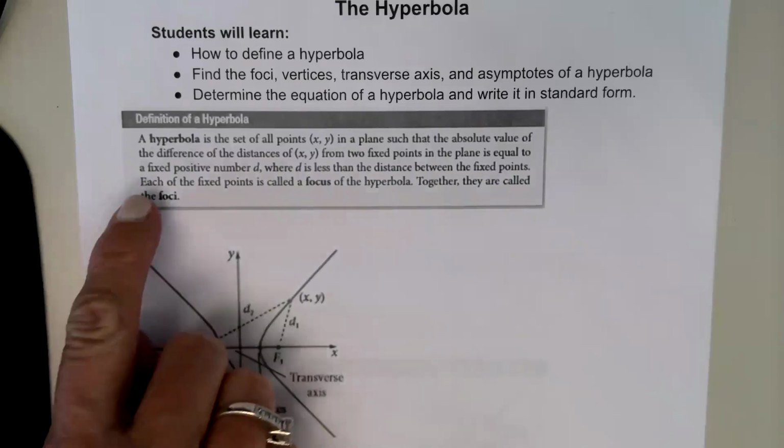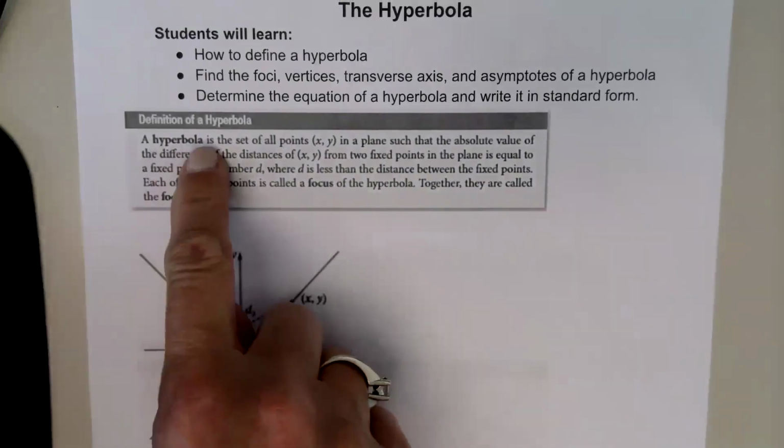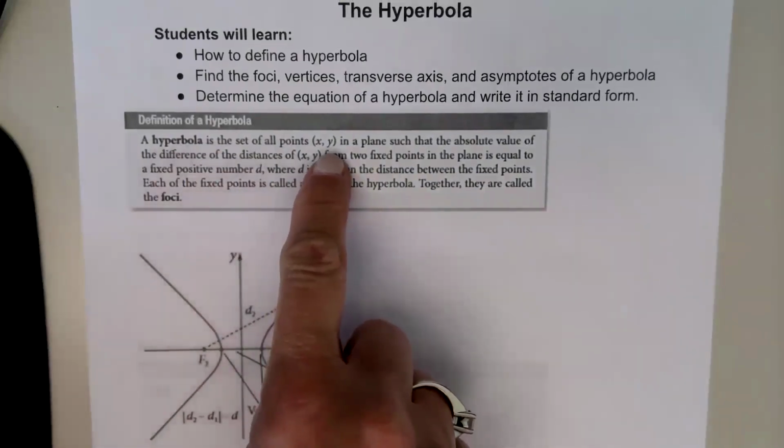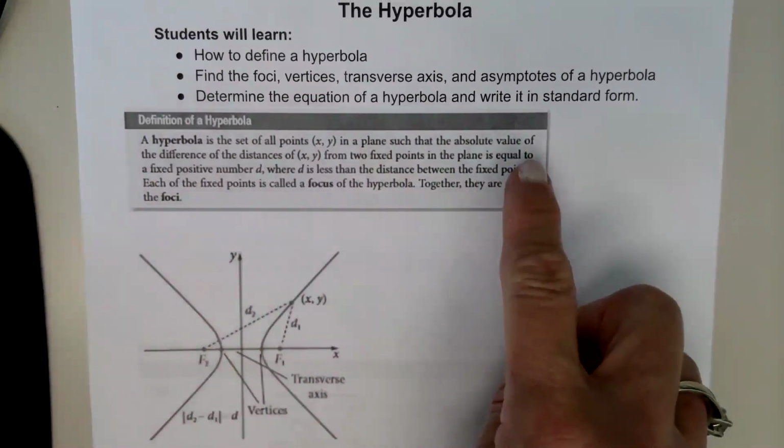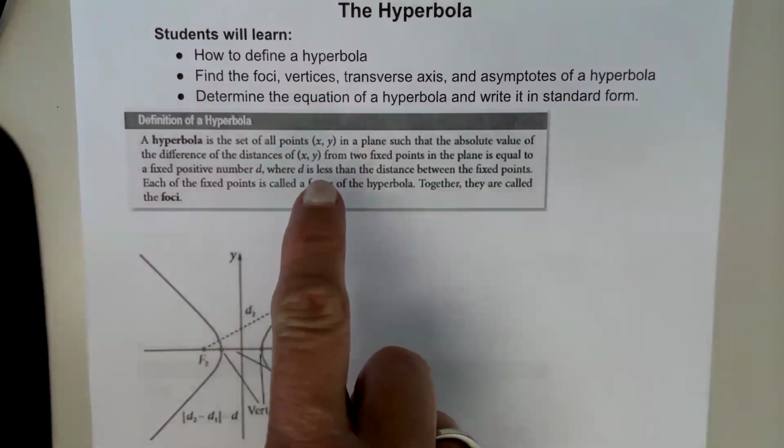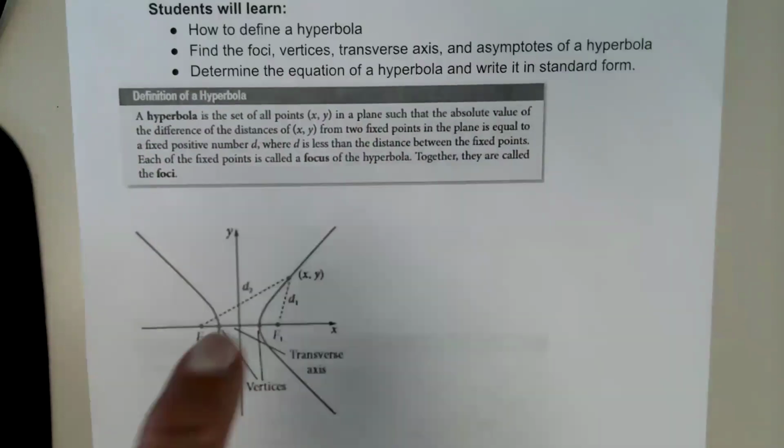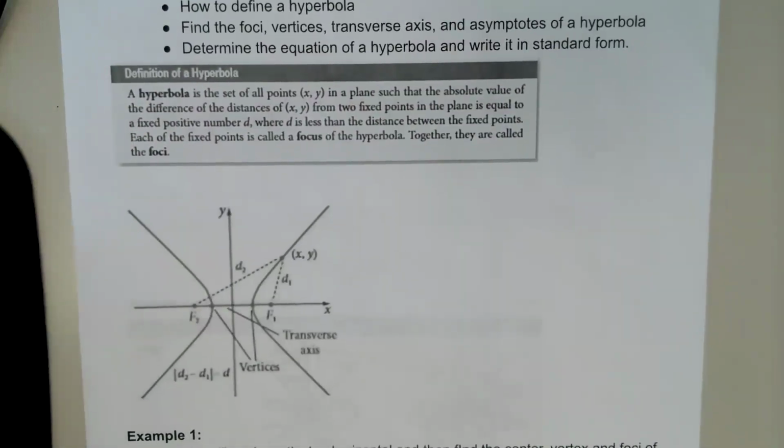And a hyperbola is the set of all points x, y in a plane such that the absolute value of the difference of the distances from two fixed points in the plane is equal to a fixed positive number d, where d is less than the distance between the fixed points. Each of the fixed points is called the focus of the hyperbola. Together they are called the foci.